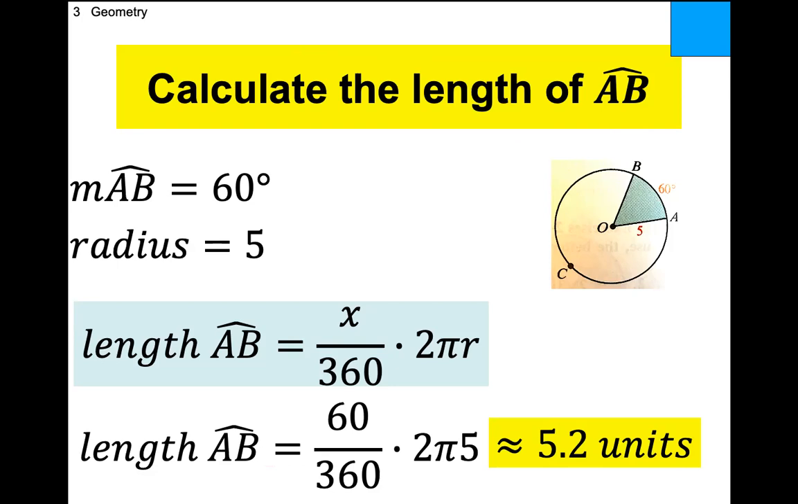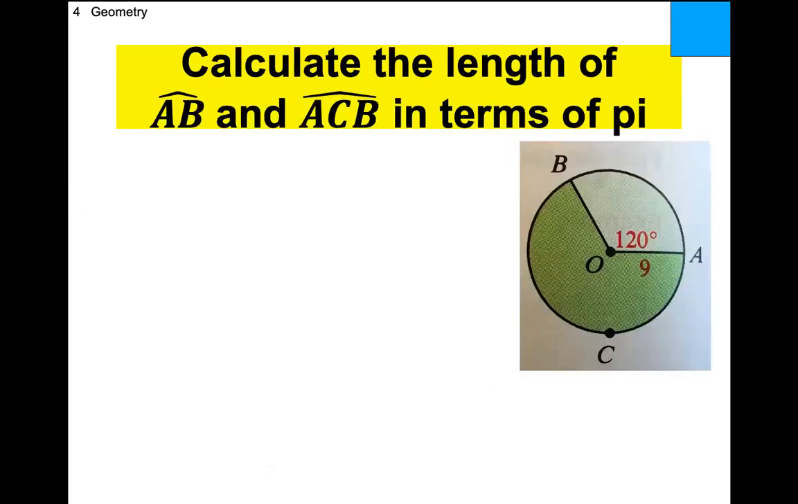I like the way you're thinking because when they don't give me instructions, I will always leave it in terms of pi because it just saves me from doing it. By the way, I would never have converted 5 over 3 either. I would have left it as 5 pi over 3 and be done with it. Okay. So this one literally says leave it in terms of pi. Notice, calculate the length of AB and ACB. So we're doing both the major and the minor. Same thing.